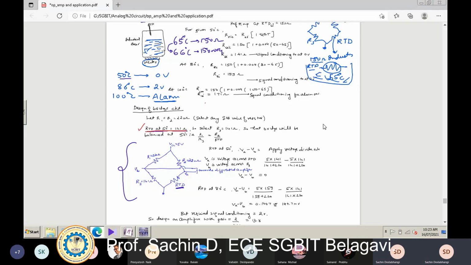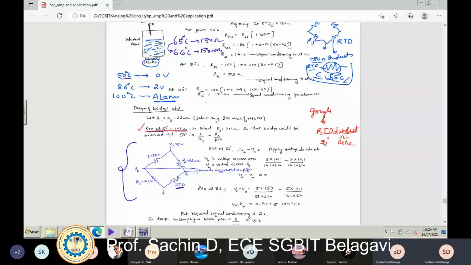You can Google it. Just Google RTD datasheet. In the RTD datasheet, go through the rows and columns, and check along the row and column for 50 degree centigrade. With respect to 50 degree centigrade, what is the resistance? You will find 141 ohm. Getting it? You will get it from the datasheet. In the datasheet, you will find what the resistance is for 50 degree centigrade.